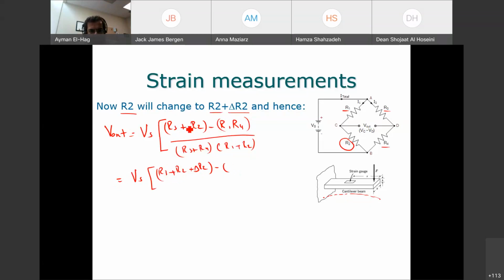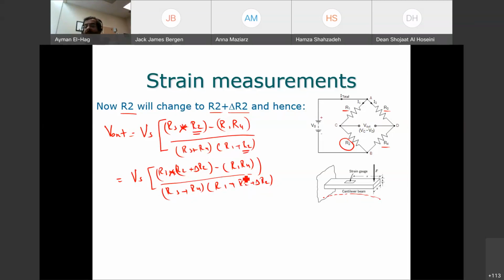Sorry, this is multiplied, not added, sorry about that. So this is just multiplied. So this is like this, minus R1 R4, divided by (R3 plus R4) times (R1 plus R2 plus delta R2). So the only thing I did, I came to R2 and changed it to R2 plus delta R2, nothing else. This is the only thing, R2 here and there. I changed it to R2 plus delta R2.